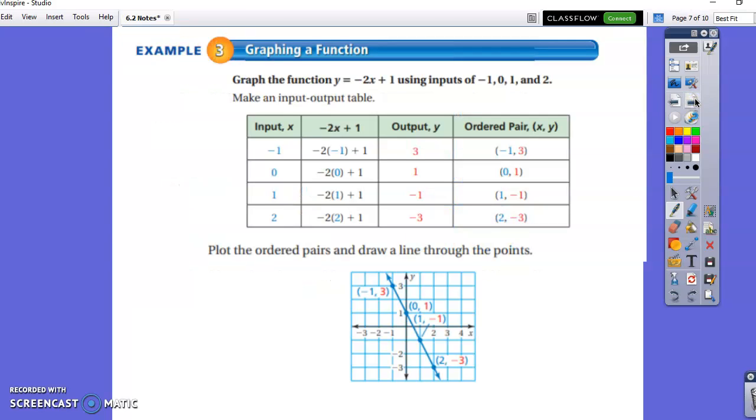Example 3, graph the function y equals negative 2x plus 1 using inputs of negative 1, 0, 1, and 2. Make an input-output table. So they have the input, negative 1. They plug it into the function rule, and they get their output. So negative 1, 3, 0, 1, 1, negative 1, 2, negative 3. They plot those on their graph and draw a line through the points, and they get their graph.